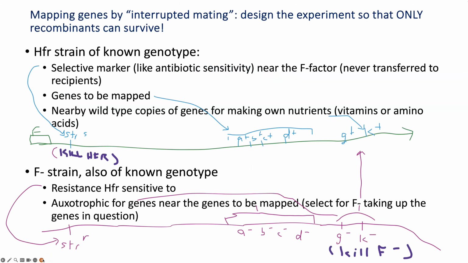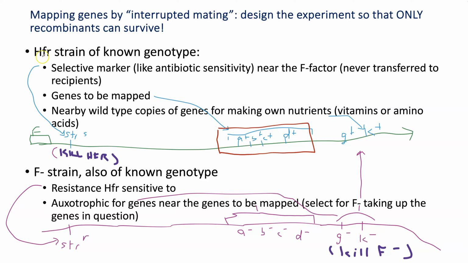Okay, so basically when we map genes by interrupted mating, we take an HFR strain of known genotype and an F- strain of known genotype. And we have a set of genes that we plan to map. So we're going to map a bunch of genes, right?